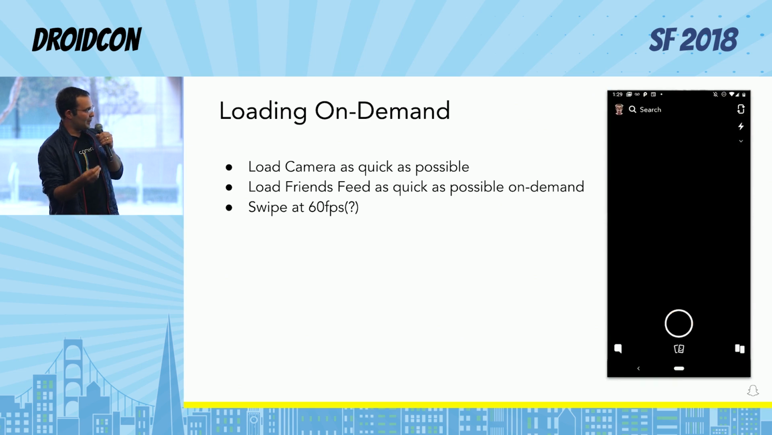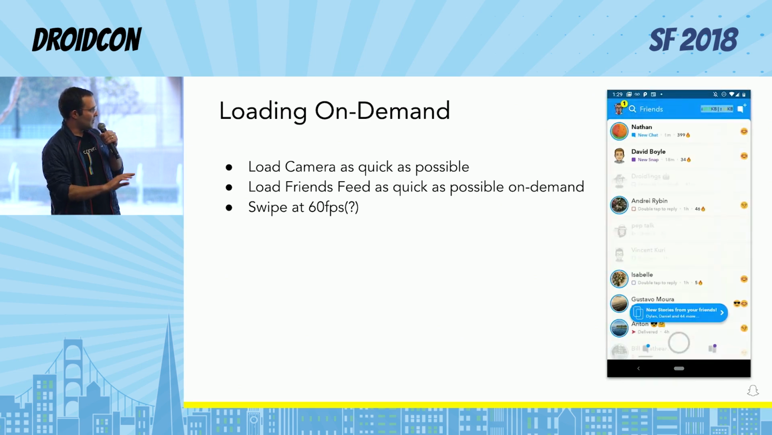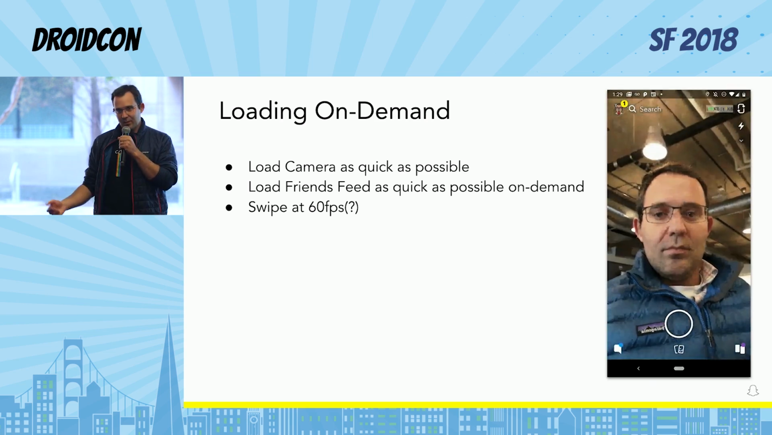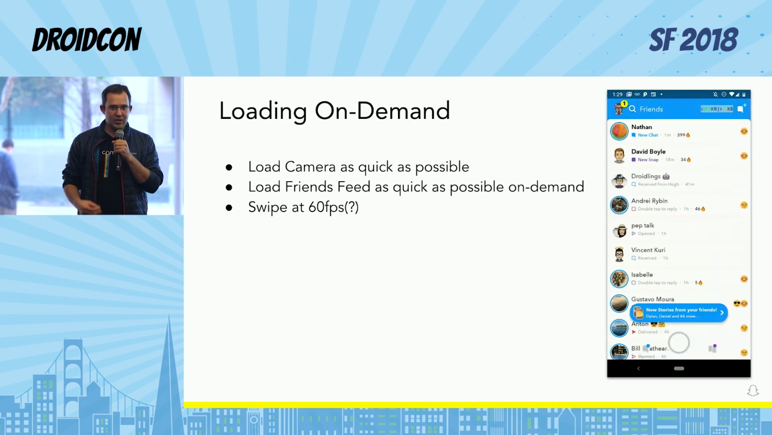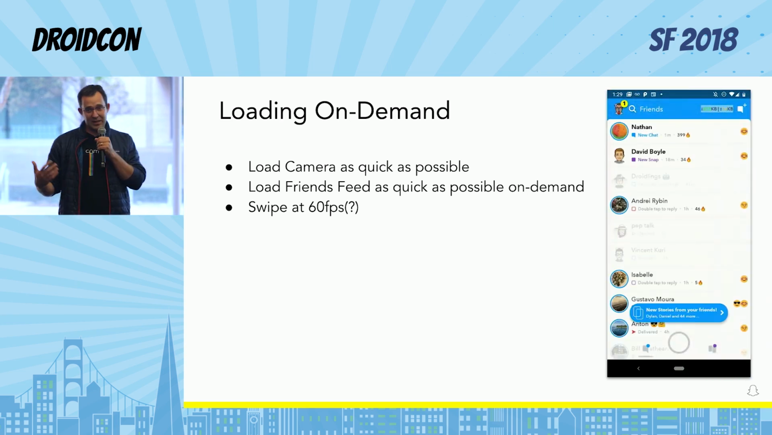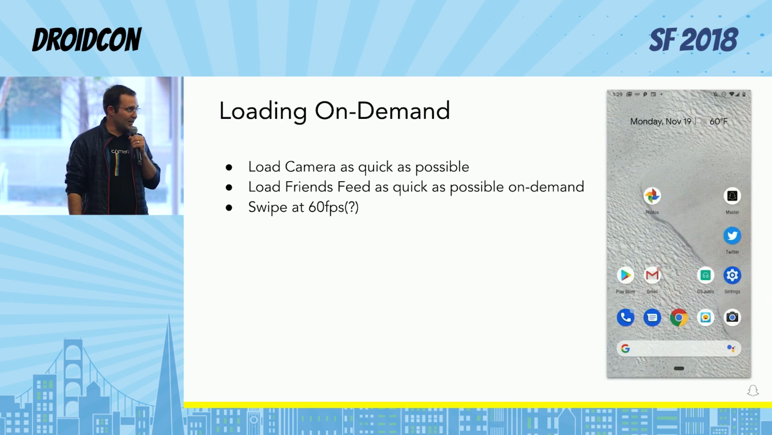So you bring up the app, go into your camera, and swipe from left to right to get into your friends feed. And so as we said, we want the camera to load as quickly as possible so that you can grab the picture that's right in front of you. That's kind of the most important thing. But it also needs to be very fast to communicate with your friends.